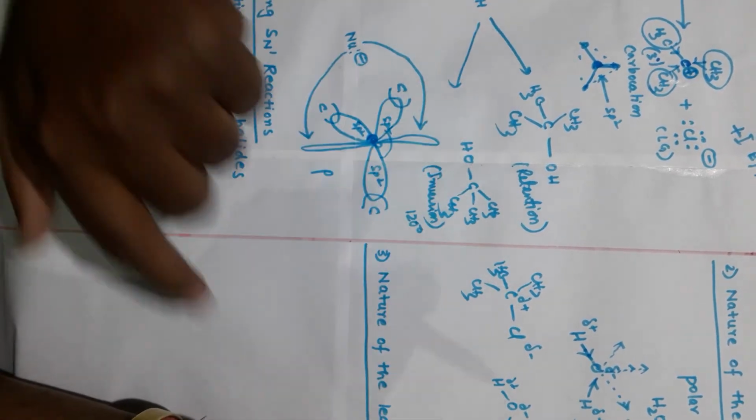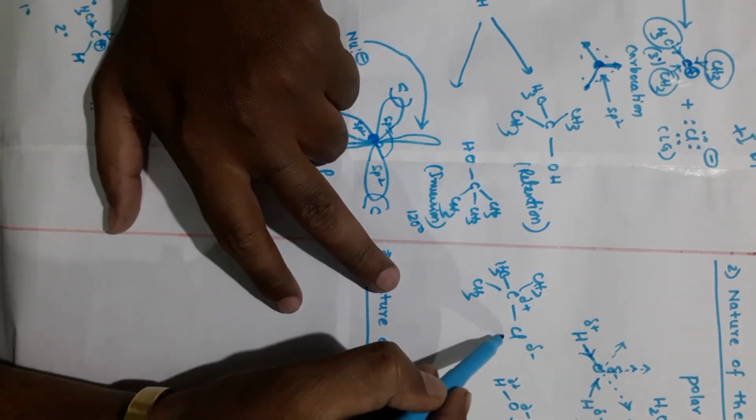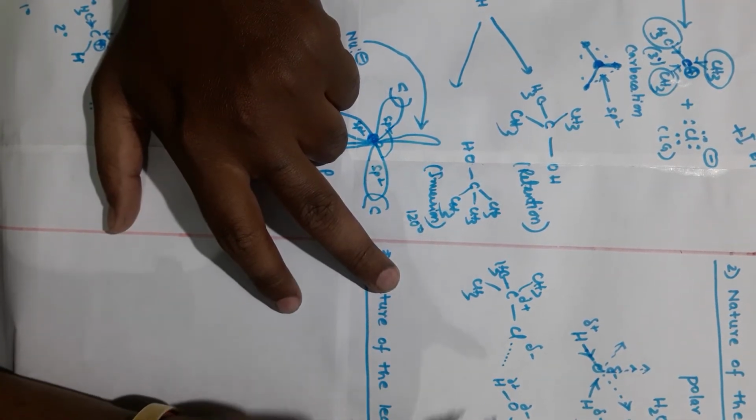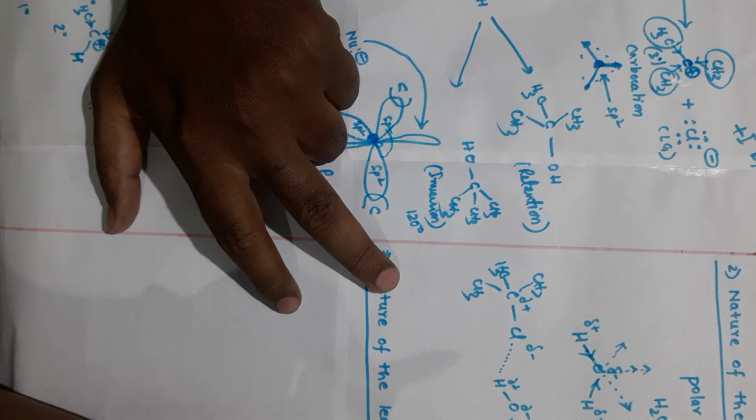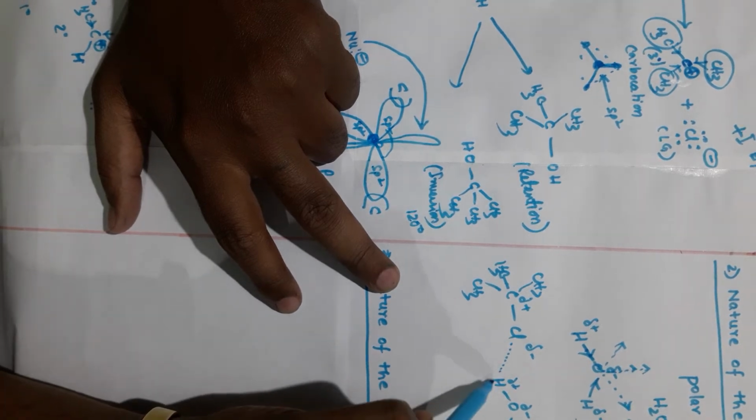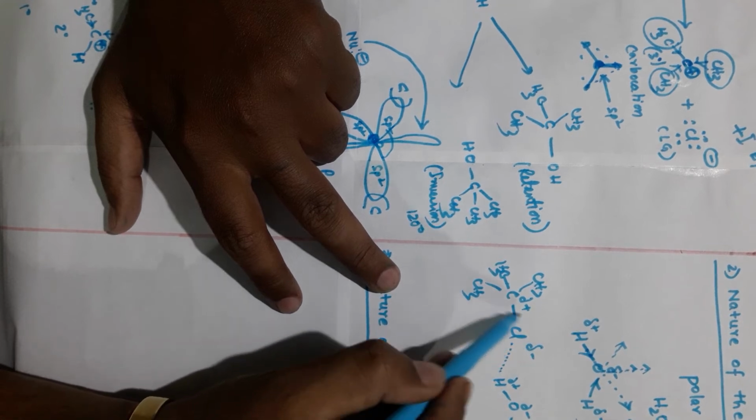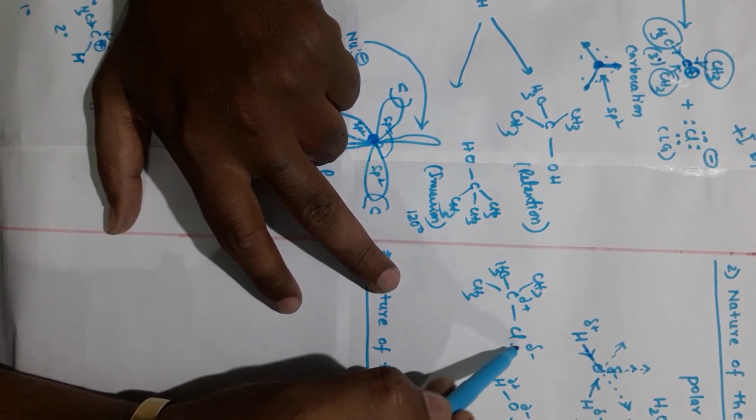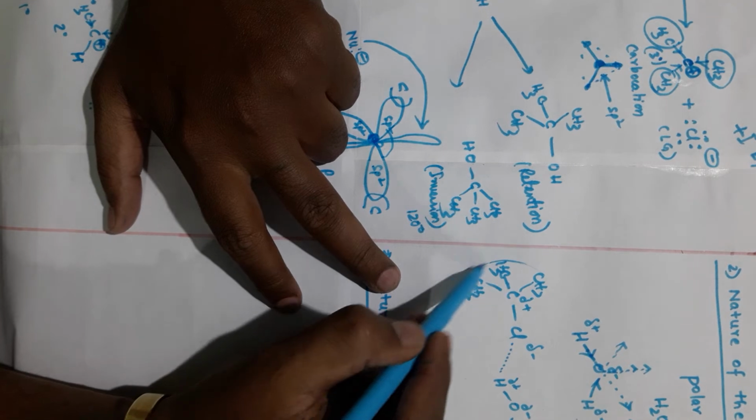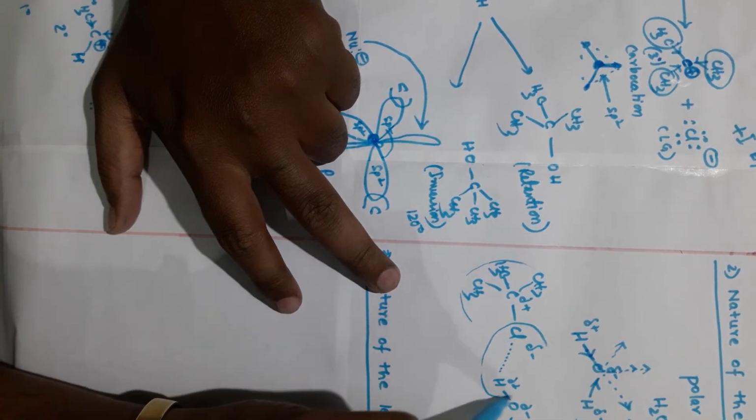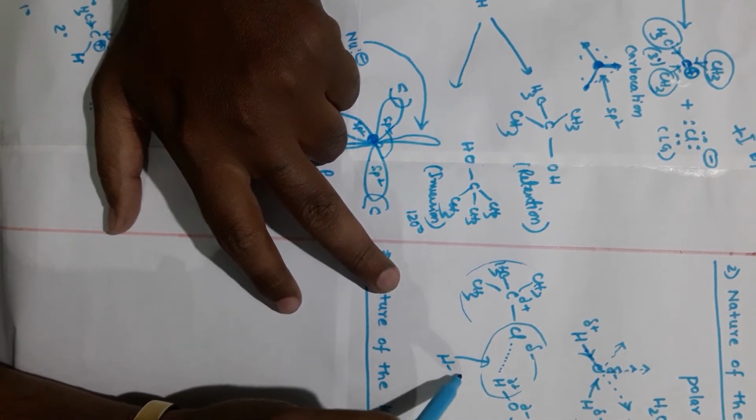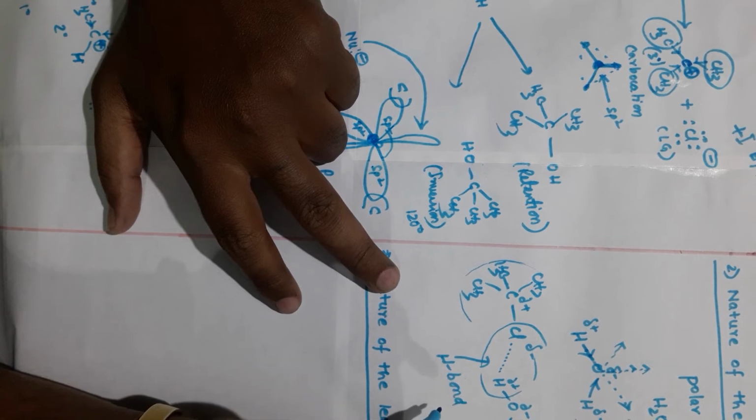So if I dissolve it in water, what will happen? There is a possibility of formation of a special bond between the partially positively charged hydrogen of the water and the partially negatively charged chloro group of the alkyl halide. This type of bond is known as hydrogen bond.